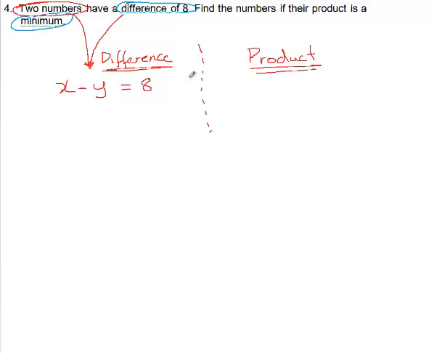Okay? So we're going to have a difference equation and a product equation. Now what's our product equation? The product, well, we have no variable for that. So let's call it capital P for product. The product of two numbers is a minimum.